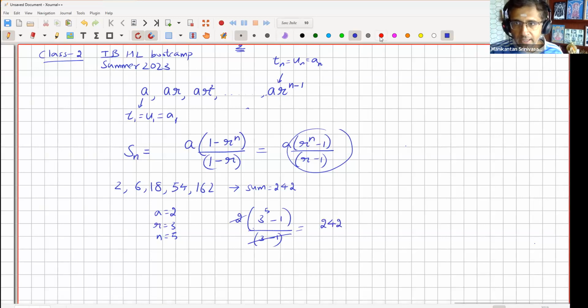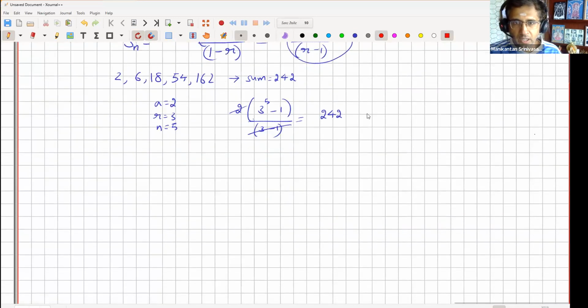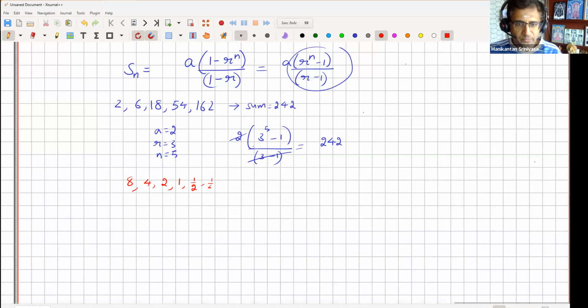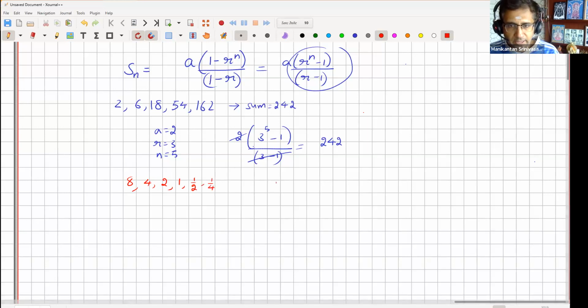Okay, and let's take another example. Let's take a decreasing series now. So let's do 8, 4, 2, 1, half, and one more, let's say 1/4. Six terms here. So again, same thing. a is 8. My common ratio is always the latter upon the former, just like in common difference, it was the latter minus the former. So it is half here. And I'm looking to add 6 terms.